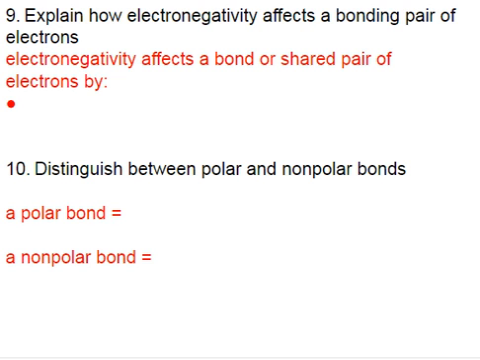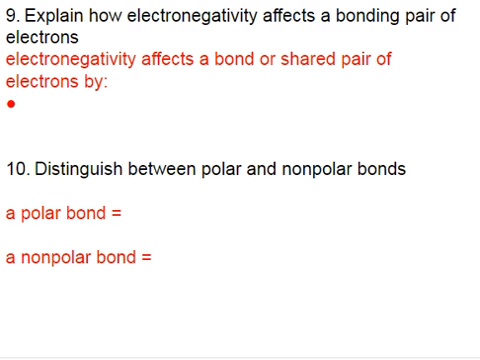So explain how electronegativity affects a bonding pair of electrons. Well, way back from chapter 6, we said electronegativity is how strongly an atom attracts electrons. So smaller atoms that have their nucleus closer to the electrons are going to be more electronegative. Atoms with a bigger positive charge on their nucleus are going to be more electronegative.